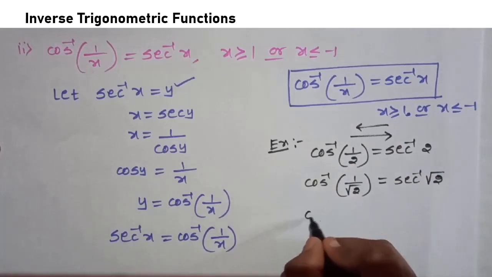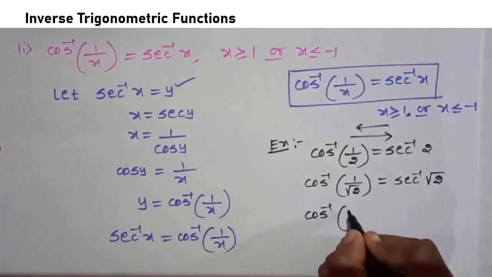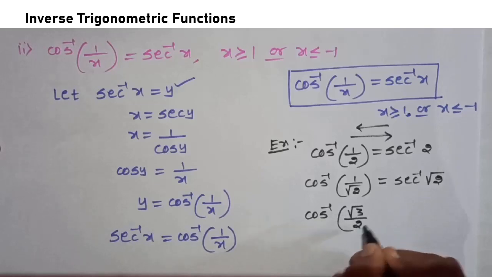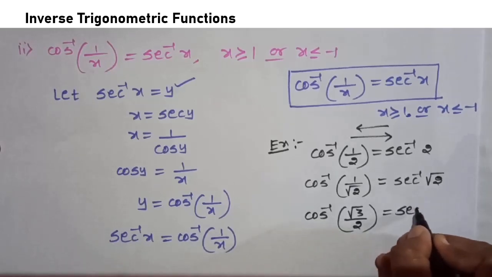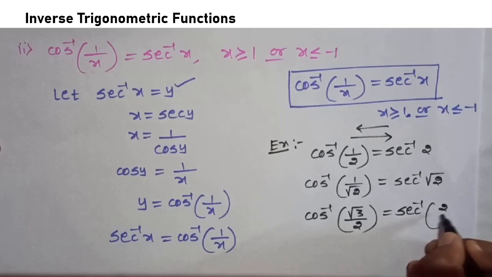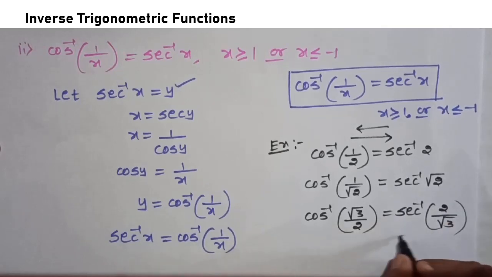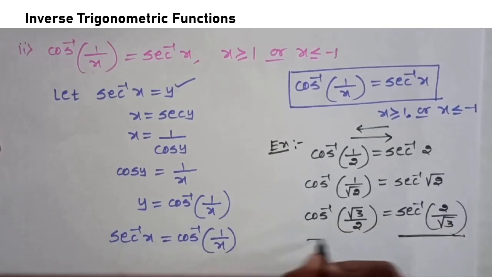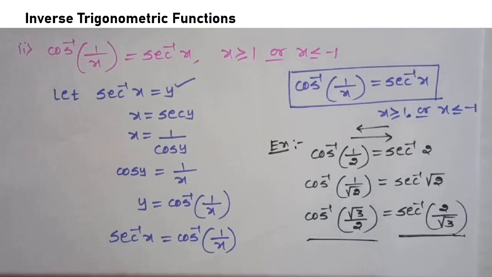And again, how to use the property? I'll take another example. Cos inverse root 3 by 2. Again this can be written as what? Secant inverse 2 by root 3. If secant inverse 2 by root 3 is there, you can write it as cos inverse root 3 by 2. Like this we can use this property. So this is about the property number 2.